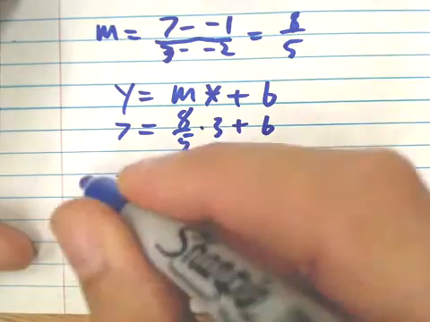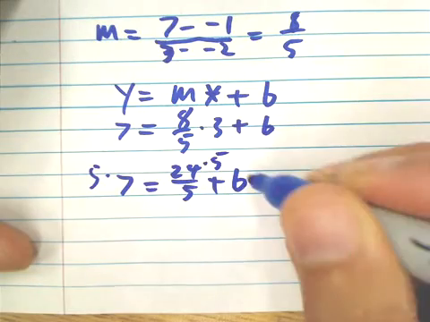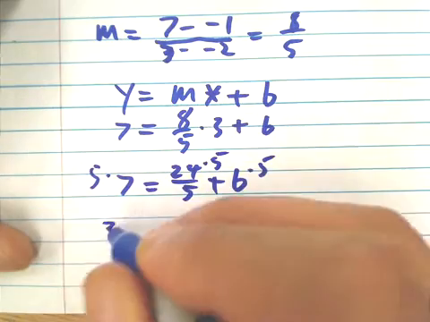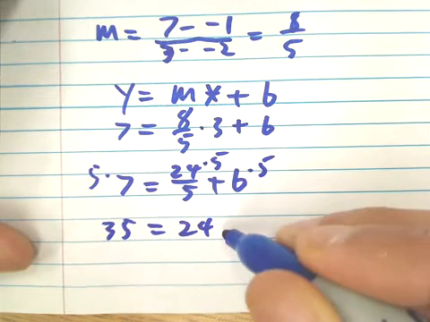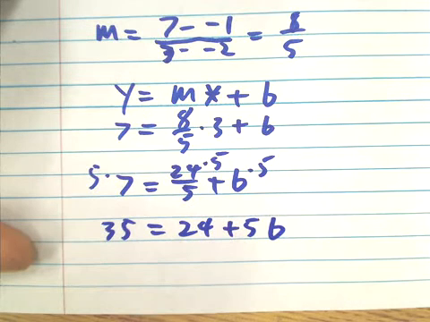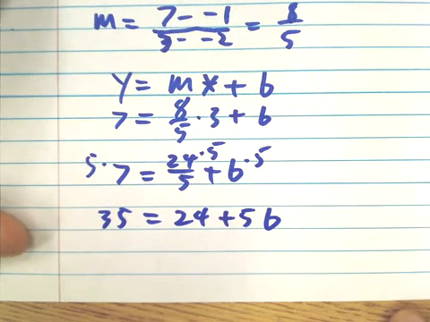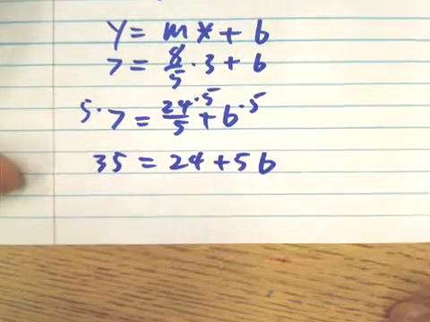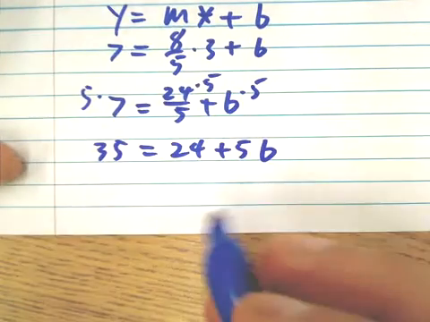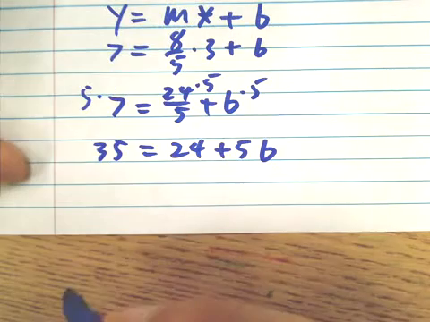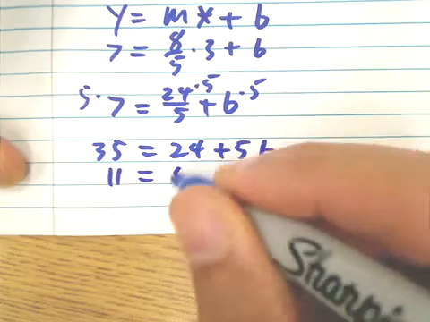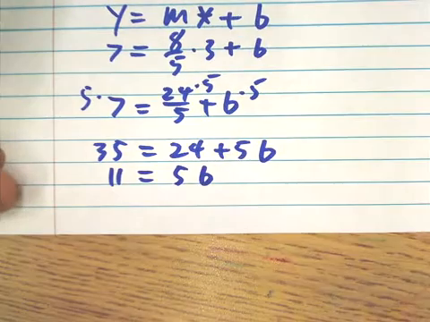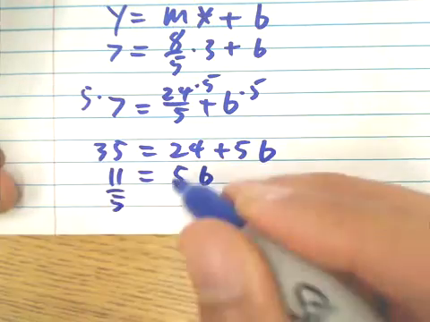Let me multiply everything by 5 to clean that up a little bit. Something to do with the fraction, times everything by 5. So 35 is equal to, the 5's cancel out there, 24 plus 5b. Okay, minus the 24. Minus the 24, that's going to be 11. So 11 equals 5b. So b is 11/5.